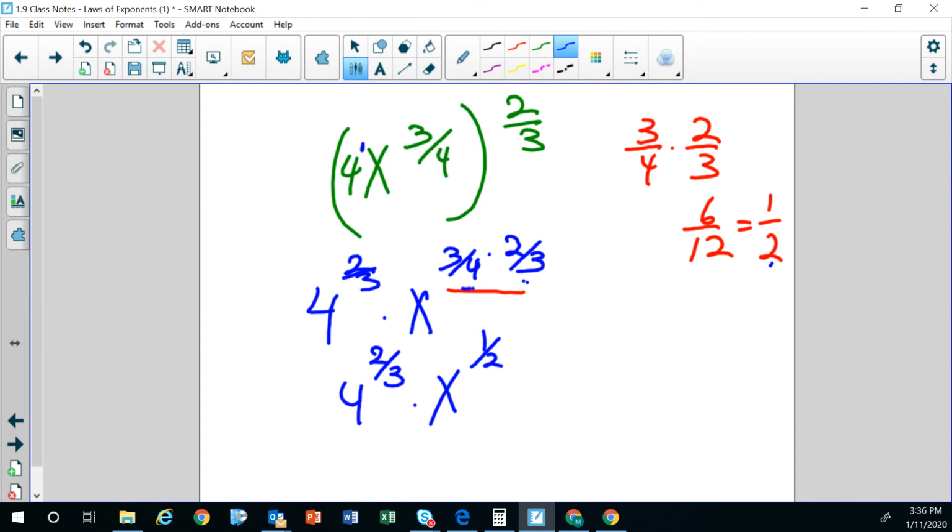So tomorrow, I'll work some more complex, more difficult problems with rational exponents, so you can see how that goes. All right.